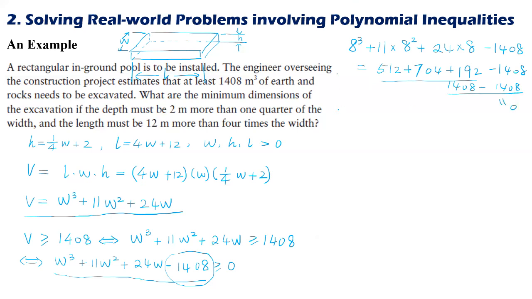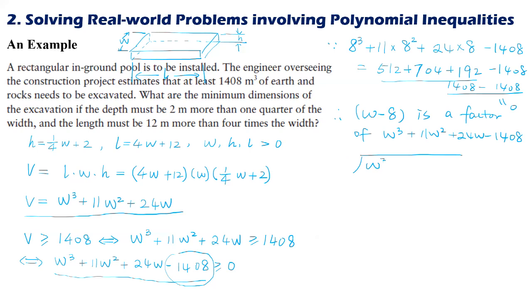So that means W minus 8 is a factor of W cubed plus 11W squared plus 24W minus 1408, right? So we can use long division to find the other factor. Dividing by W minus 8, we can put a W squared here.